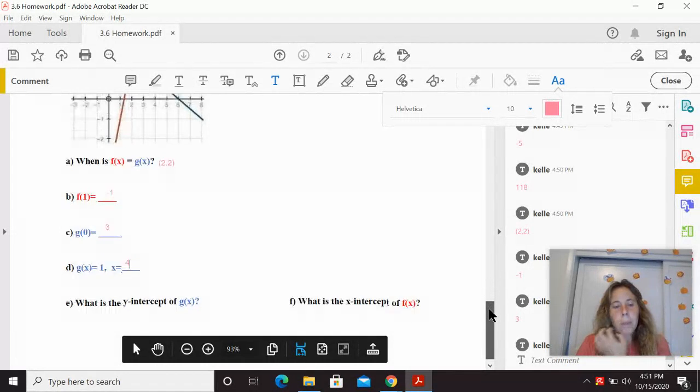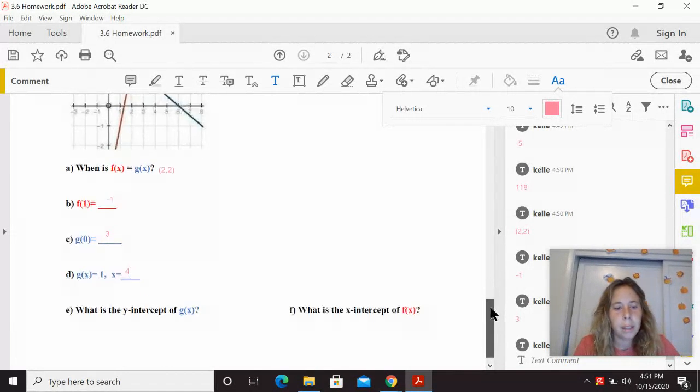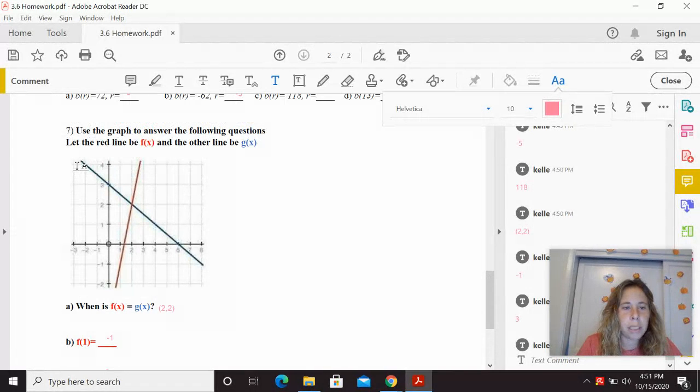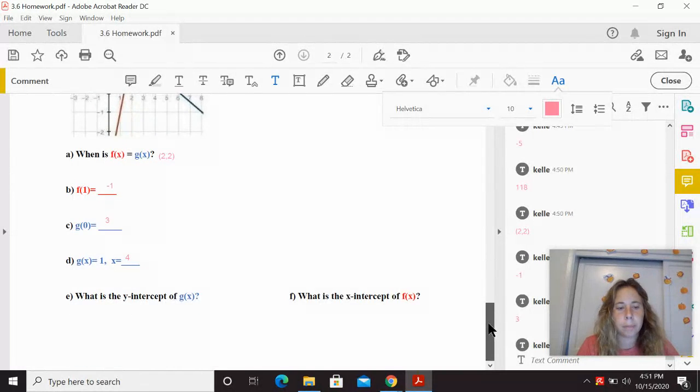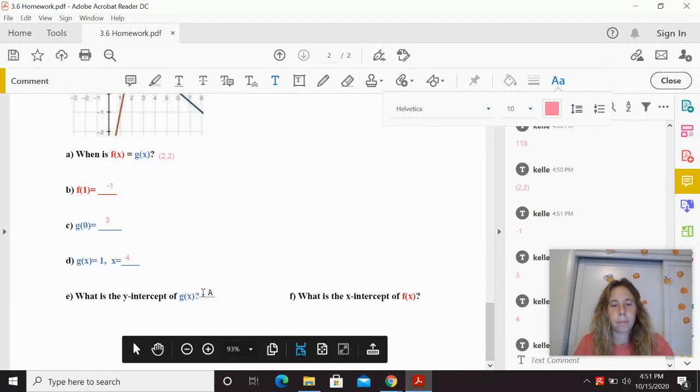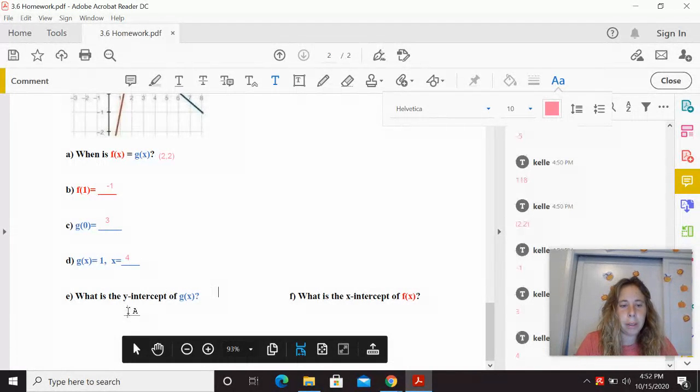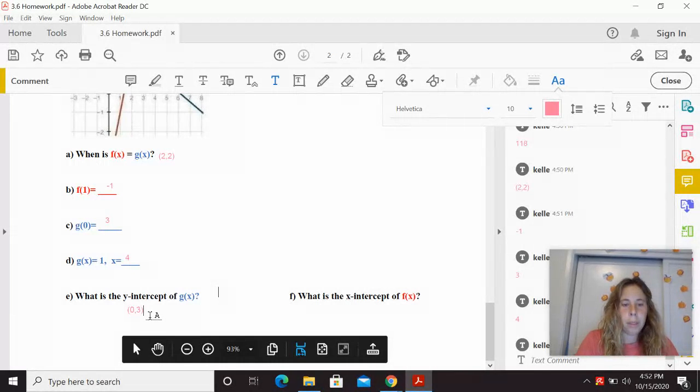Okay, what is the y-intercept of g of x? We already kind of answered that. It's where it crosses the y-axis, which is 3. So it is 0, 3. Oh, that's not where I meant to put that. I'll put it underneath. 0, 3.